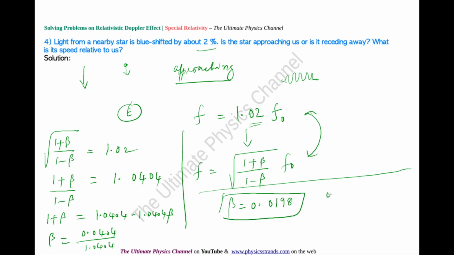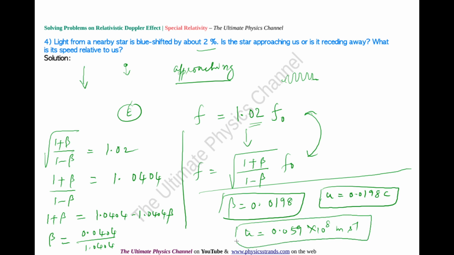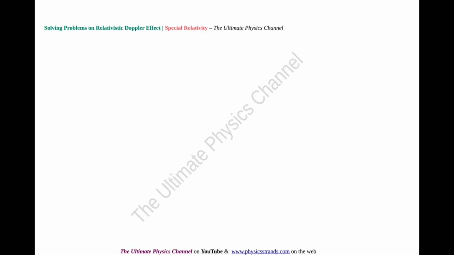That for the speed here is u is equal to 0.0198 c. Beta is u over c. So if you want it in terms of absolute speed, that would be u is equal to 0.059 into 10 power 8 meters per second. This is the answer to that question, right? Let's move on to the next one.